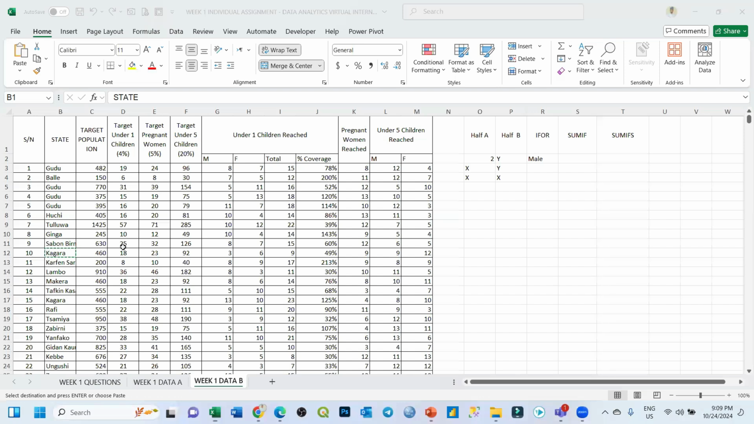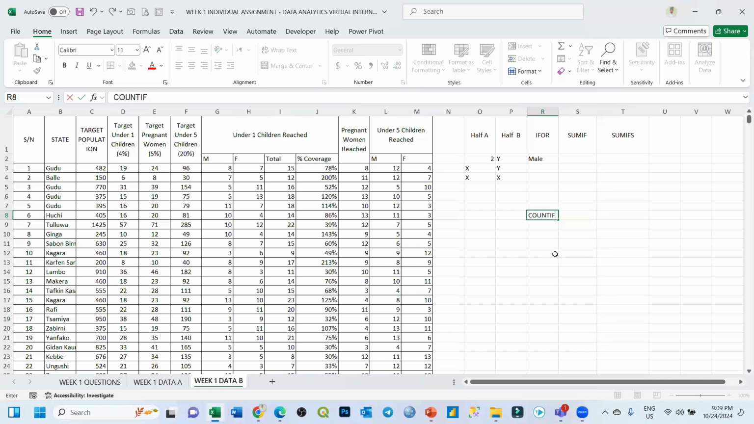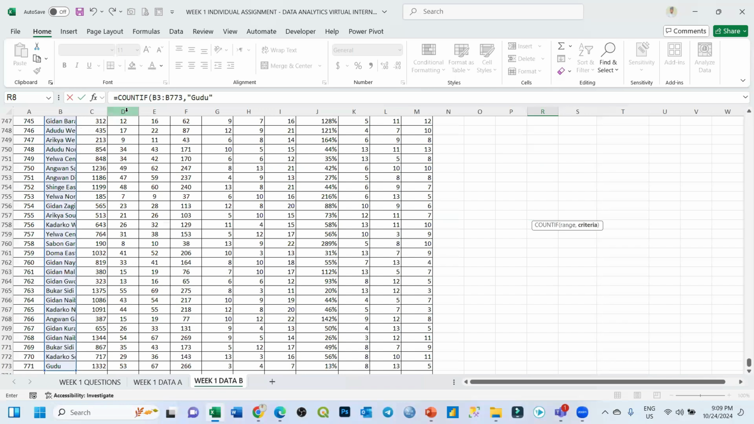Now, for SUMIF, I told you we are summing based on a particular criteria. Let's say, for example, we want to sum the total population of Gudu LGA. Look at it. We don't have only one Gudu; there are many Gudu that we have. If you want to know that, we can use COUNTIF to count that. COUNTIF, open bracket, this is the range, comma, what am I counting? I'm counting Gudu. Let me close bracket.